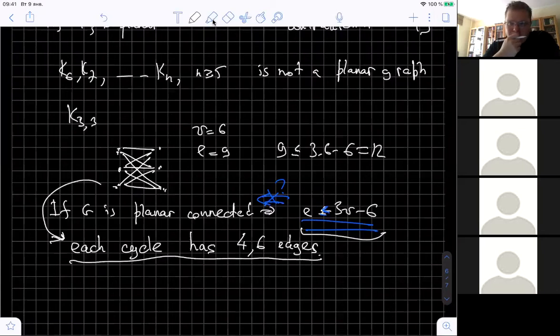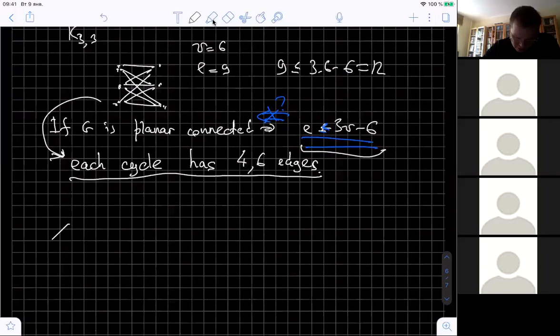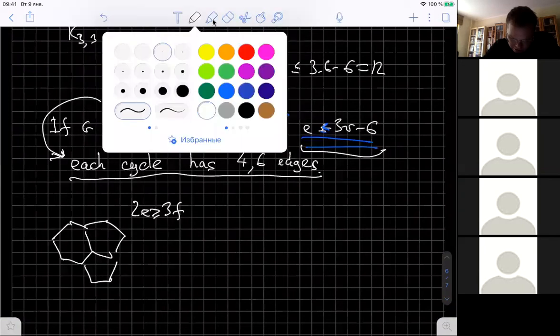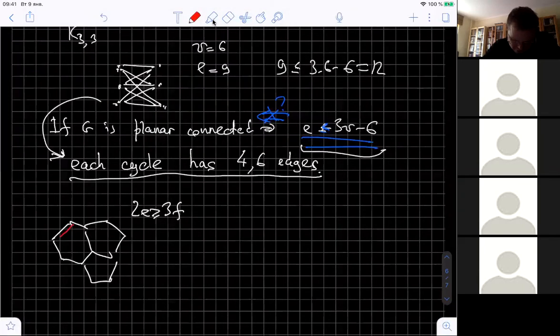No, sir. Okay, so what if each cycle has greater than 4 edges? Then remember when I proved the inequality that 2e is equal or greater than 3f, what I did is just look at each face and try to calculate the number of edges on its border.